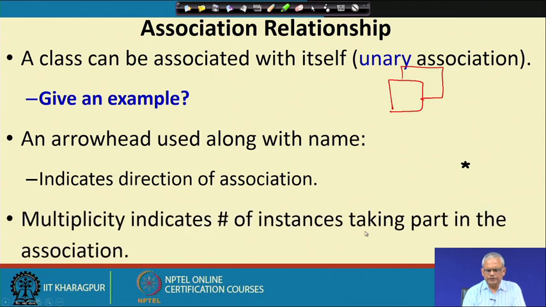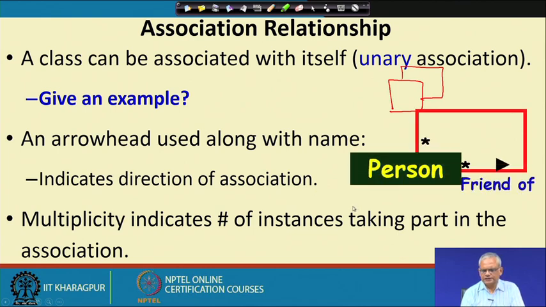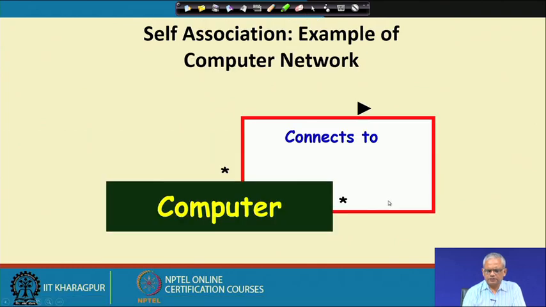We can write the multiplicity and we can use the arrowhead to indicate the direction of the association. And one example here is a person is a friend of many persons, or a person has many persons as his friend, or a person befriends many persons. This is an example of a unary association. There can be many examples. This is another example.